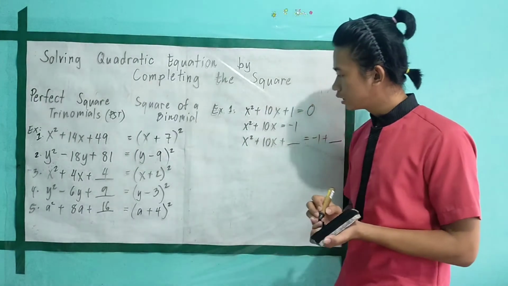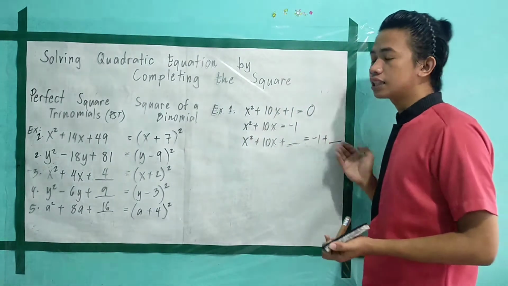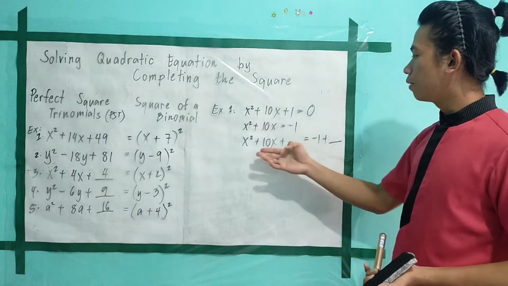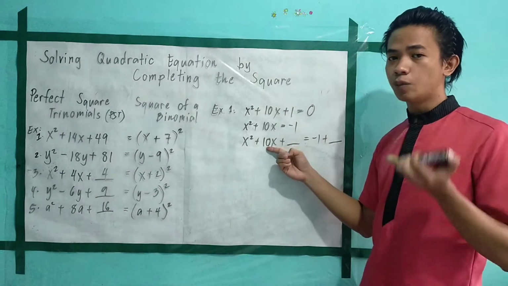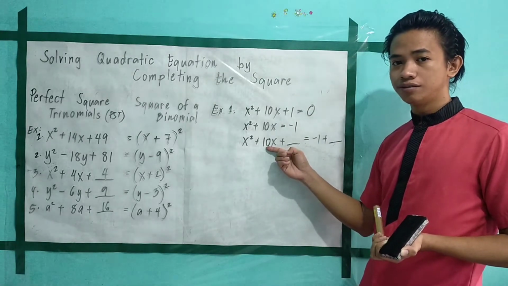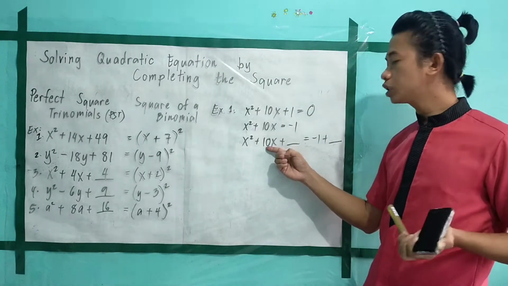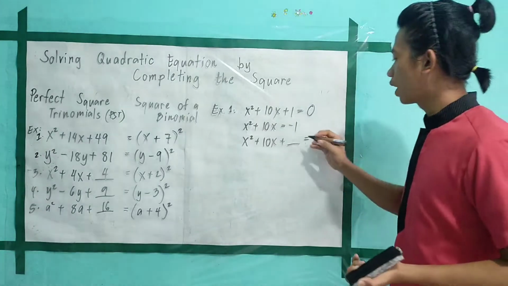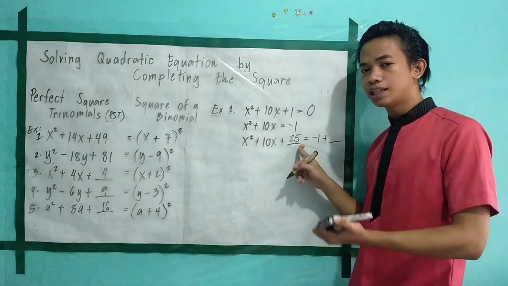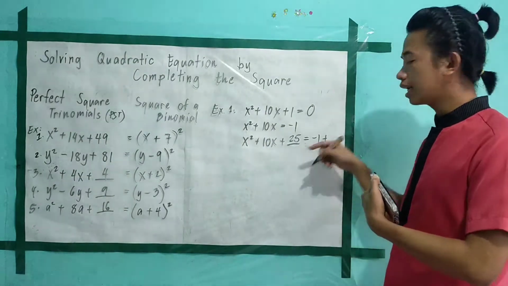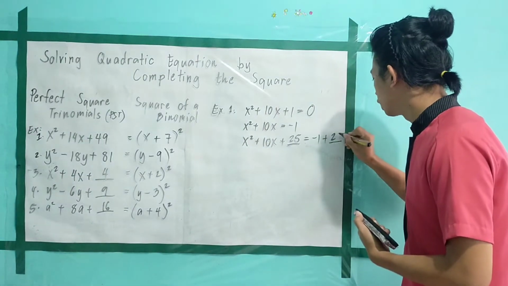Okay? Next tayo. Dito tayo sa ating given problem. We have x squared plus 10x plus blank. 10 divided by 2, we have 5. 5 squared is equal to 25. So, dito, kung ano man yung i-add natin dito sa left side ng ating equation, i-add din natin sa right side ng ating equation. So, 25.